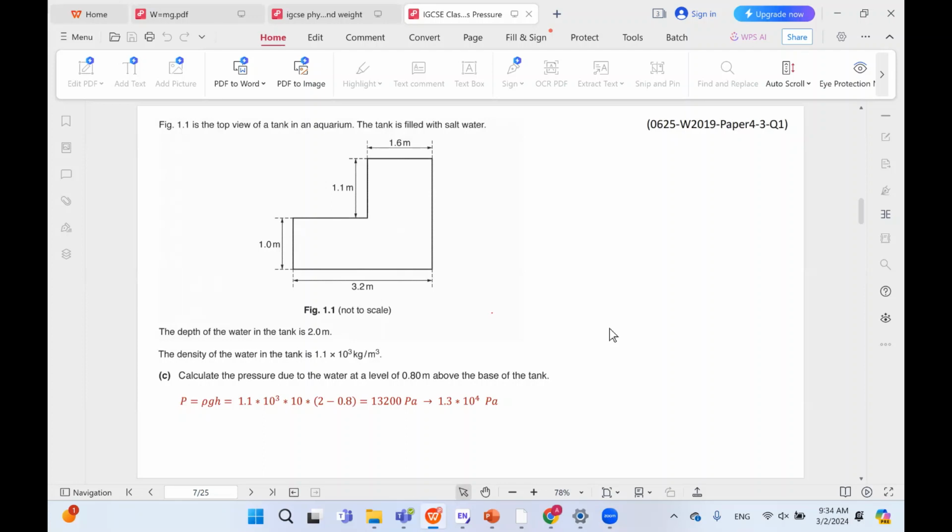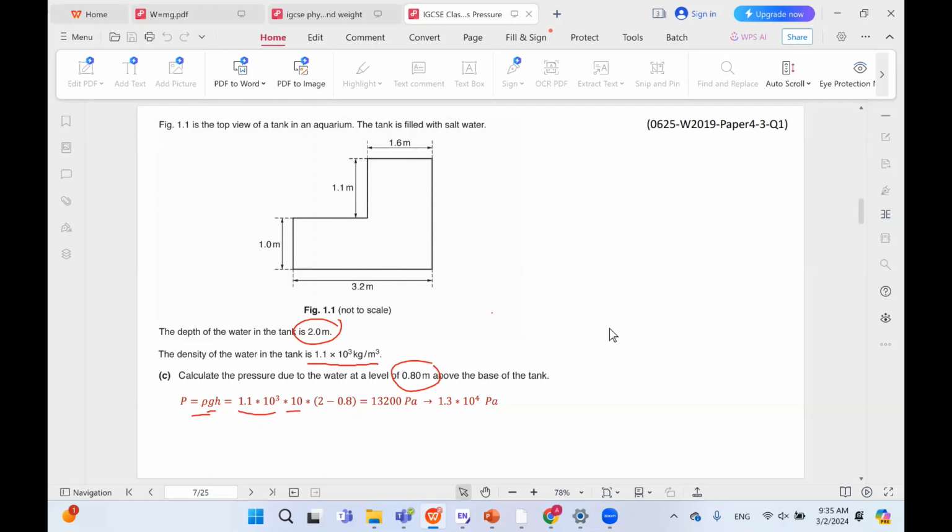However, we need to figure out which height to use because we're given two different heights. We're given this height here, and we're given this height here as well. So rho is the density. So this is just written as is, and G is equal to 10. No creativity there. But we need to figure out what the height is going to be.